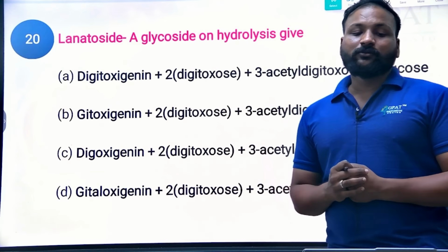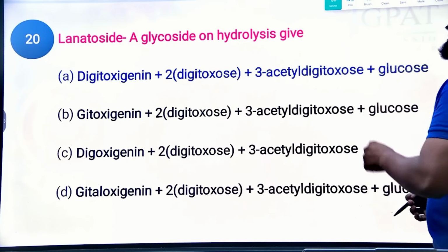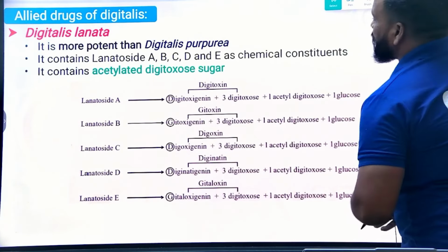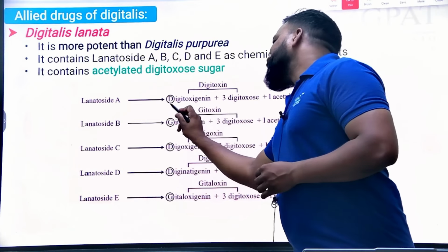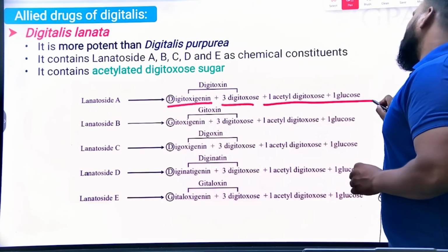So, the 20th question. The right answer will be: upon hydrolysis it gives digitoxigenin plus 2 digitoxose sugar molecules plus 3-acetyl digitoxose and glucose. You can see these are the molecules. Lanatoside A gives digitoxigenin plus 3 digitoxose plus 1 acetyl digitoxose plus 1 glucose.